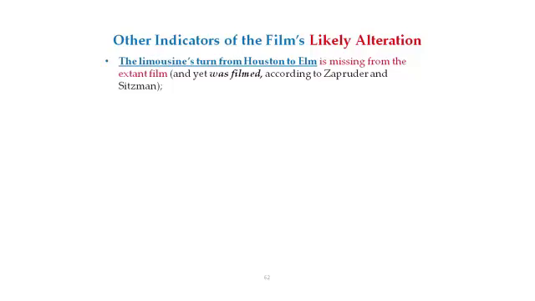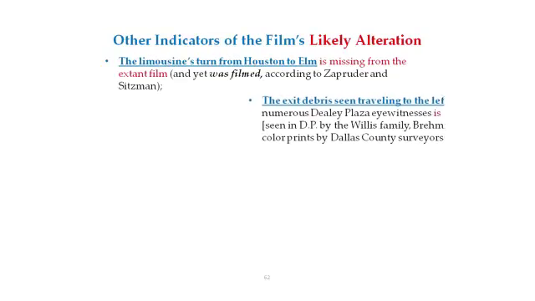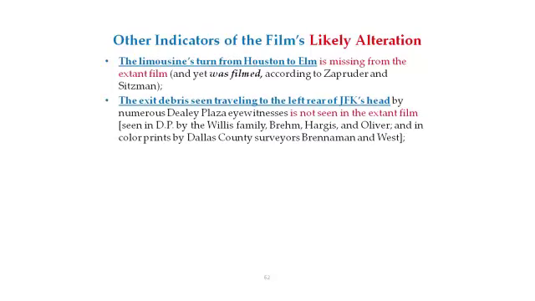Now, here are some other indicators of the film's likely alteration. Abraham Zapruder and his secretary, Marilyn Sitzman, who was standing with him on the pergola, both claimed that he started filming the motorcade before the car turned the corner from Houston to Elm Street. They both said that for years before they passed away. They were consistent with each other. You don't see the turn of the limousine from Houston to Elm in the existing film.